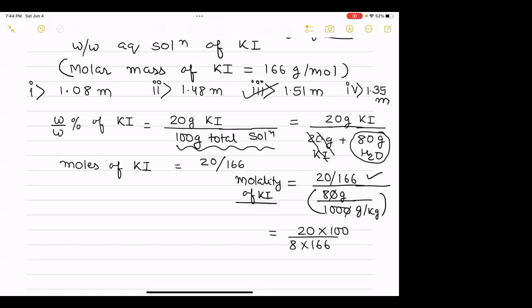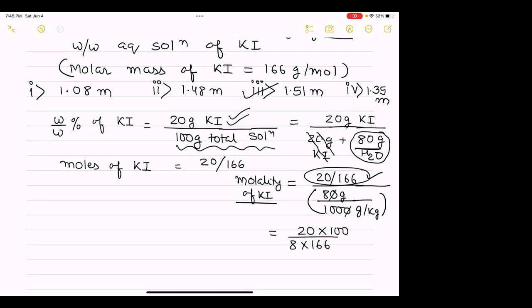So I took the moles of KI initially, the mass 20 gram divided by molar mass, so you get the moles of KI. So numerator is complete. Denominator, I needed the mass of water only. So this 100 gram was the total mass. I subtracted the mass of KI, 20 grams, so I got 80 grams as the mass of water only. I converted it to kgs, so that will give me the molality of KI. Clear? So I hope it's very clear.